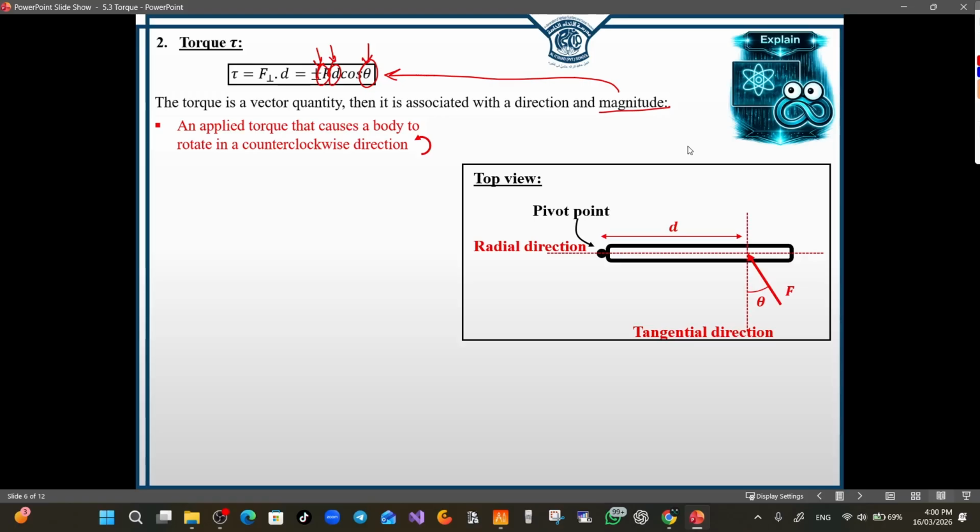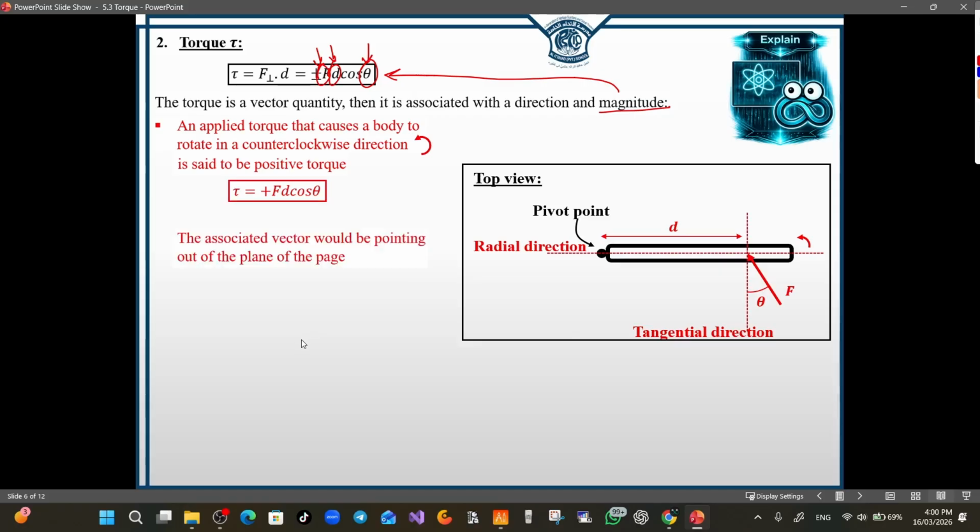An applied torque that causes a body to rotate in the clockwise direction, so if this force is causing the body to move in the clockwise direction, then the torque is positive and tau is plus F d cosine theta. For this particular case, the direction of this torque will be out of the plane of the page, which means the torque should be out of the screen.